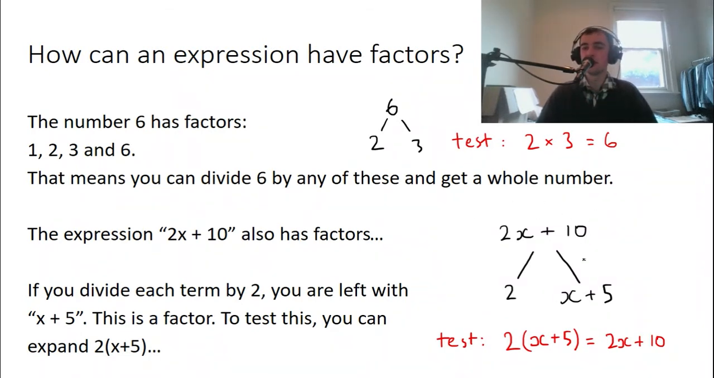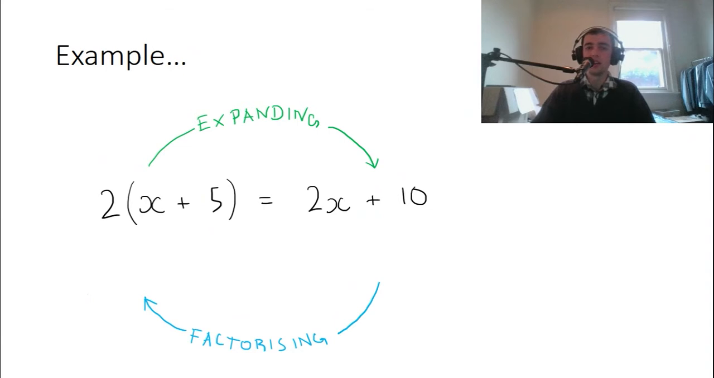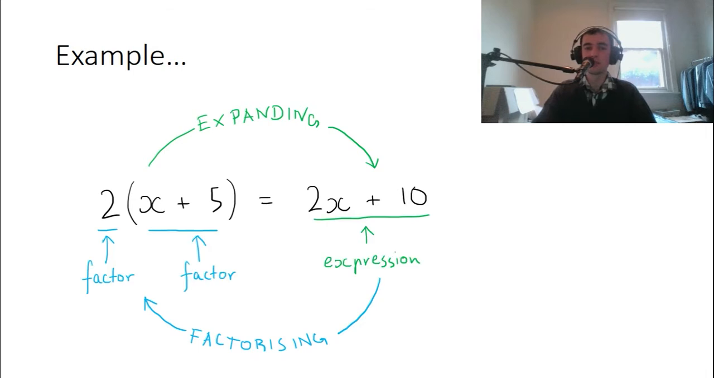So if I go from here to here, that's factorising, separating it into the two factors. But if I go from here to here, that's expanding. All right. So here's this in our diagram. 2 times x plus 5 is equal to 2x plus 10. If I go from here to here, that's expanding. Here to here, that's factorising. And here are our two factors. And here is the expression. Okay, hopefully this is all making sense.